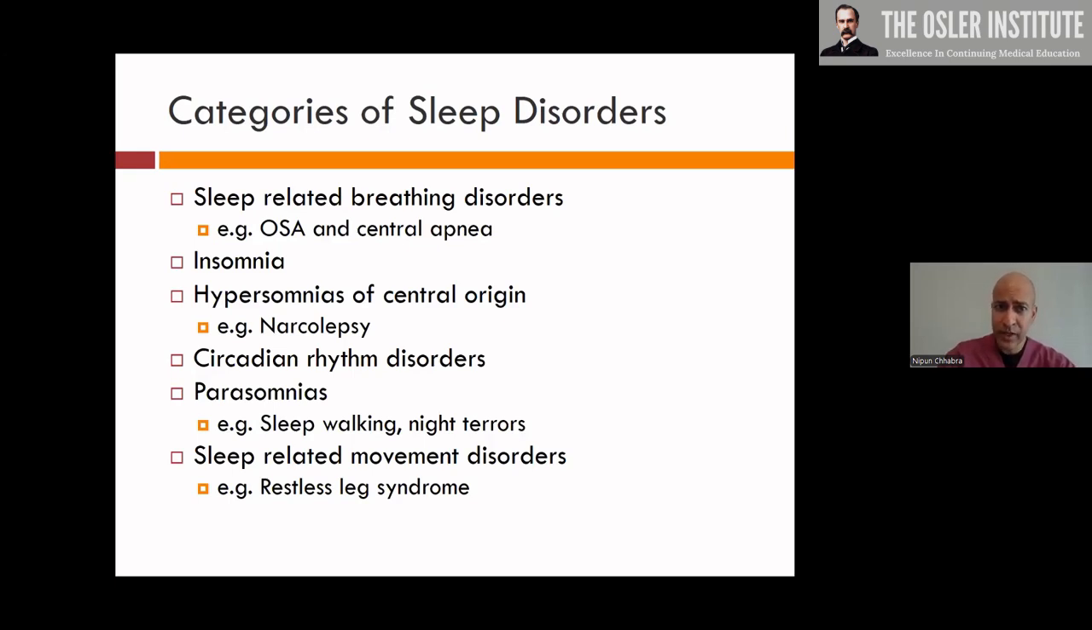But don't forget about insomnias, hypersomnias of central origin such as narcolepsy and idiopathic hypersomnia, and circadian rhythm disorders, which we sometimes see in people that have certain types of jobs, shift workers, night workers, things like that. Parasomnias, where there are different types of arousals that can occur on the EEG. We'll talk about what that looks like when we talk about the PSG and its components: sleepwalking, night terrors, and then sleep-related movement disorders such as restless leg syndrome.